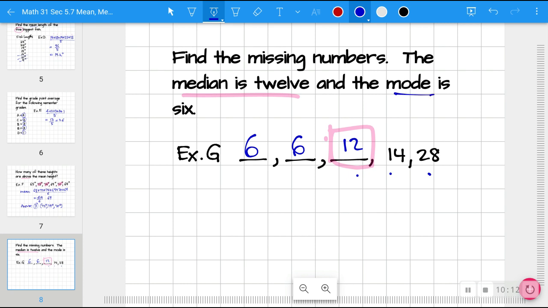So the mode is the most popular number. And you can see this all fits together here. The middle number, when they're in order from smallest to greatest, is the median, in this case 12. And the mode is the most common number. In this case, there's more 6s than anything else.